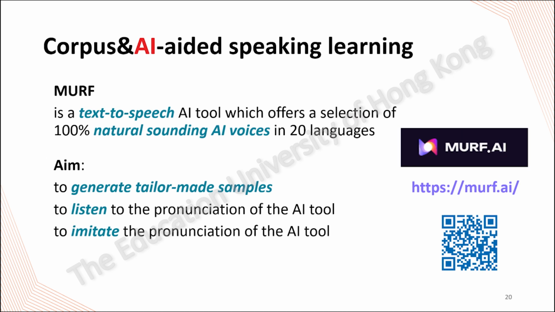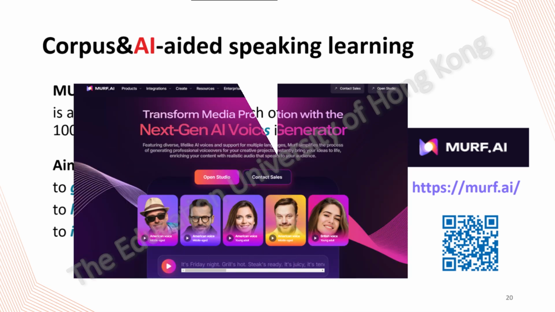Another AI tool which is helpful in learning pausing and could generate native speaker samples is a text-to-speech AI tool called MRF. It can offer a selection of 100% natural-sounding AI voices in more than 20 languages. Users can use this tool to practice inserting pauses, generate tailor-made samples to listen to the pronunciation of the AI tool, and imitate the pronunciation of the AI tool.